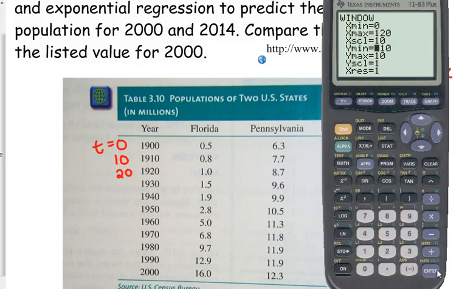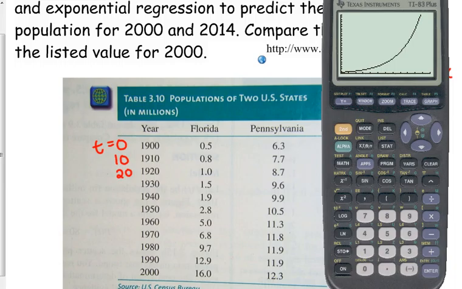Think about our y values. Our y values were the population. So let's look at what we've got. We've got 0.5. It doesn't make sense to have negative population, so let's just make the y minimum 0. The highest population on the table is 16, but we've got to go beyond that. So I'm going to say 25 just to make sure that I've got enough room up there. And I'm not going to change the y scale on this one. I could, but I'm not going to. Okay? So press graph. And here comes the exponential model.